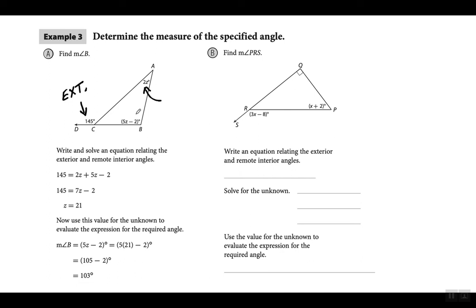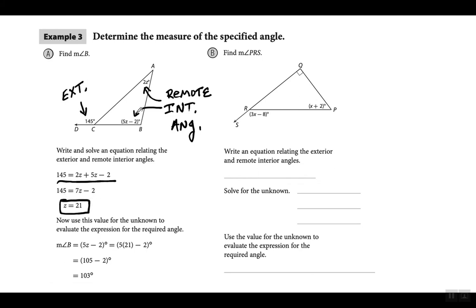And these two angles right here are the remote interior angles. Los ángulos internos remoto. Son estos dos. Alright, so that means that this one equals the sum of these two. Este ángulo es equivalente a la suma de estos dos ángulos, que es lo que escribieron aquí. That's what they wrote right here. Alright, now you combine like terms and solve for z, and you get your answer for z. Combinan los términos iguales y resuelven para z, y ahí está el valor de z.